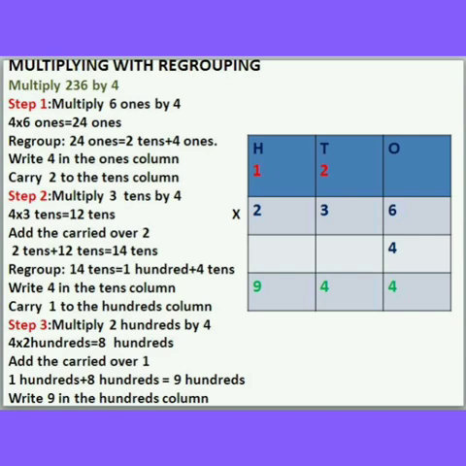Yes. Next, step 3. Multiply 200s by 4. So 4 into 200s equal to 800s. Add the carried over 1 with this 8. So 100s plus 800s equal to 900s. Then write 9 in the hundreds column. So when 236 is multiplied by 4, we will get 944 as the product. Okay, children, got it? Yes. In this way, we are multiplying.